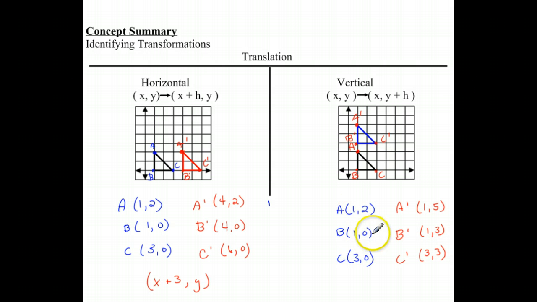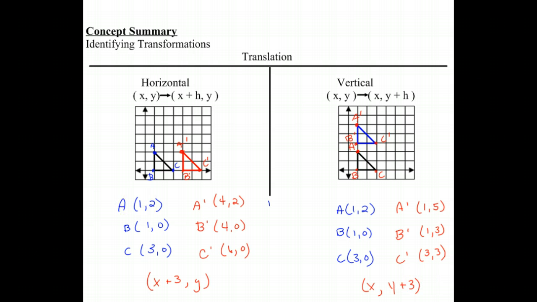Hopefully you notice in this example what's staying the same are my x values, so if I'm going to generalize this rule, I'm going to write it as just x. I'm not adding or taking anything away from x. Because my y values are different, I'm going to look at the difference in my y values, and this time it's 3. Only this time it was 3 up, so it's a change of 3 in my y-axis. I'm going to write that as y plus 3.